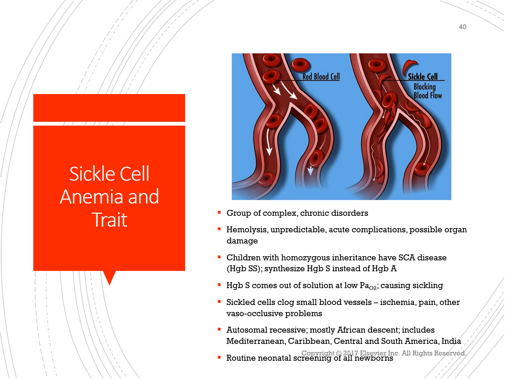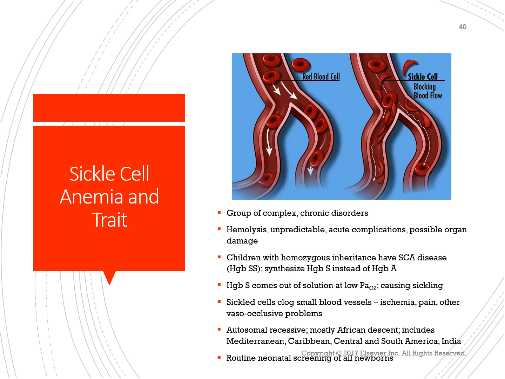Sickle cell anemia and trait. This is a group of complex chronic disorders. With this, we see hemolysis, unpredictable acute complications, and possible organ damage. Children with homozygous inheritance have sickle cell disease, and they synthesize hemoglobin S instead of hemoglobin A. Hemoglobin S comes out of solution at a low PaO2, and that causes sickling. And then those sickled cells clog small blood vessels, and that causes ischemia, pain, and other vaso-occlusive problems.